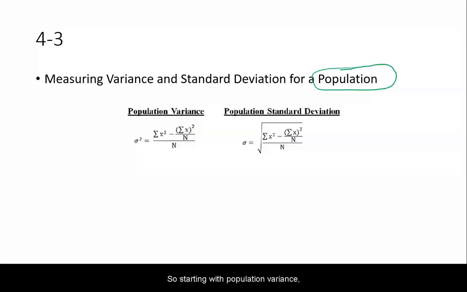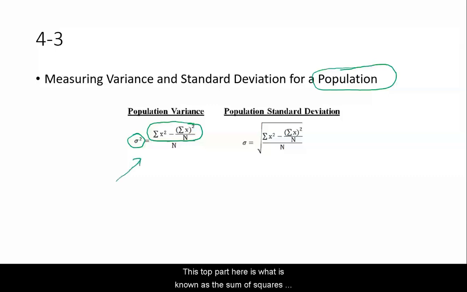So starting with population variance, remember we said sigma squared is the symbol for variance for behavioral statistics. This top part here is what is known as the sum of squares, or sum of squared deviations.